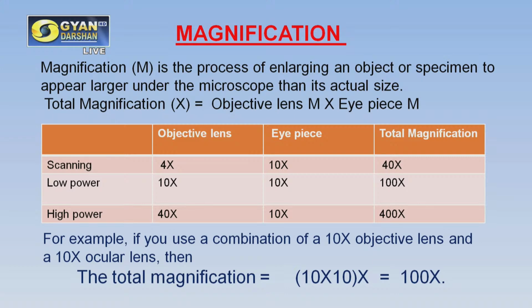In this table you can see the objective lenses 4x, 10x, 40x, and the eyepiece is similar at 10x. When we use the 4x objective lens and the 10x eyepiece, we get 40x magnification of the microscopic image. 10x multiplied by 10x is 100x magnification, and when we use the high power 40x objective lens and multiply by 10x, it is 400x magnification. In light microscopy, generally it can produce 1000x to 2000x magnification.